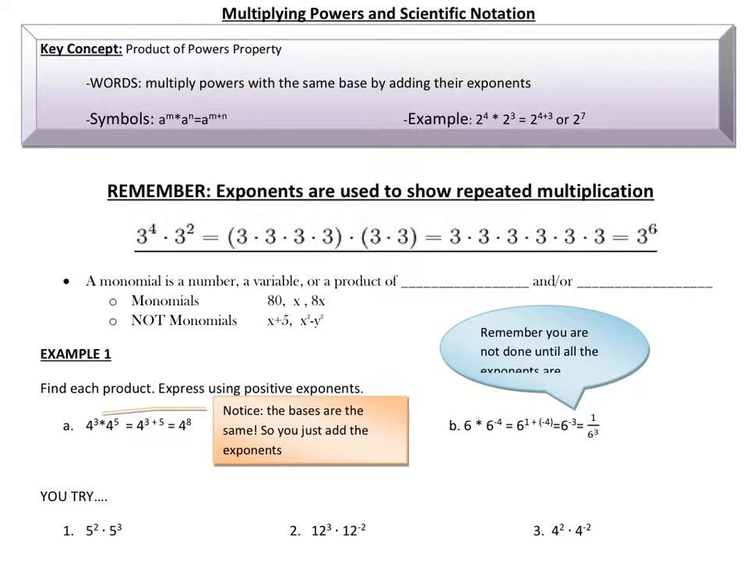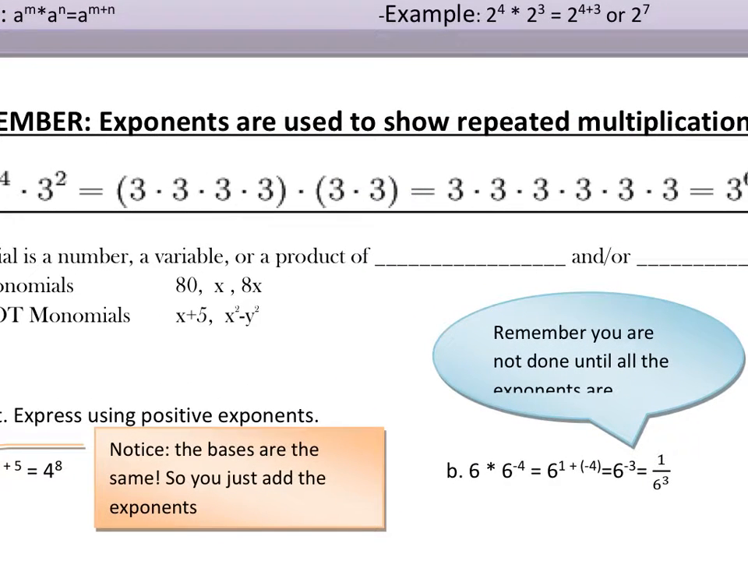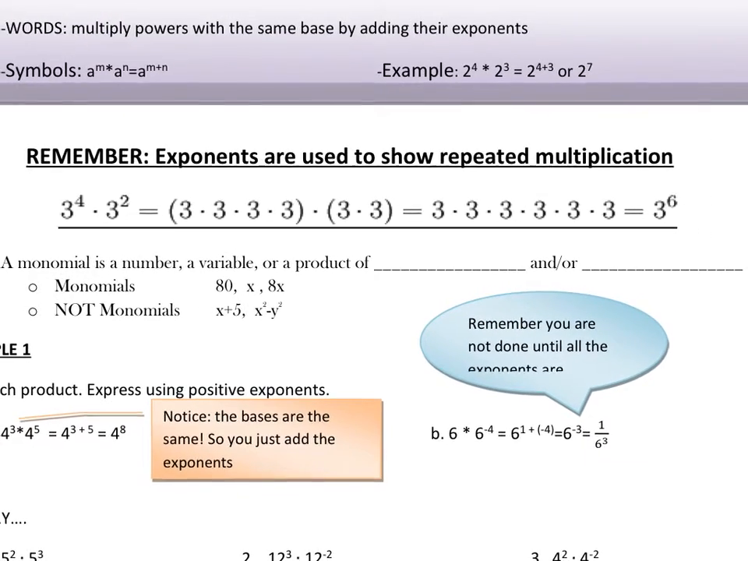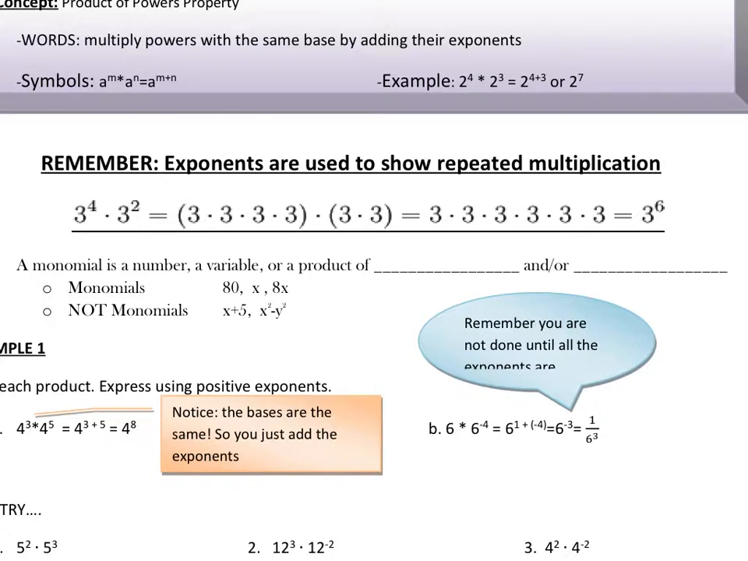All right. So let's fill out this definition. It says a monomial is a number, a variable, or a product of blank and or blank. So if you can see here, I have examples of monomials. An example of a monomial is 80 or x or 8x. So a monomial is a number, a variable, or a product of numbers and or variables.